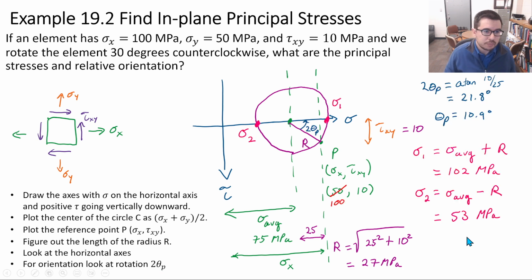So we've figured out the relative orientation right here, and we figured out what sigma 1 and sigma 2 are. And as a note, usually when we're talking about principal stresses, we say sigma 1 is the larger of the two. Sigma 1 will be the larger one, sigma 2 will be the smaller one. And then if there's a sigma 3, that's smaller yet. And so we put them in that order, highest to lowest.